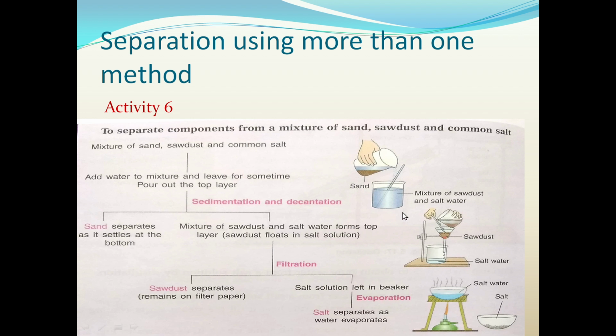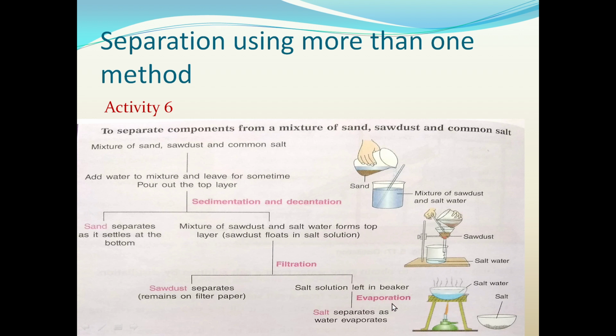Now to remove the sawdust, what can we do? We can do filtration. With the filtration, sawdust separates and it remains on the filter paper. Salt solution is left in the beaker. When you do filtration, sawdust will remain on the filter paper and water along with dissolved salt will be collected in the beaker below. Now what do you have? You have separated sand here. With filtration, you have separated sawdust here.